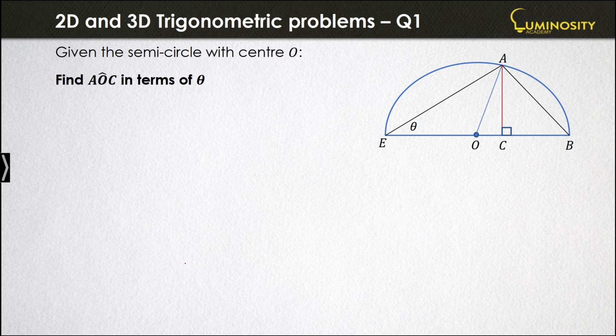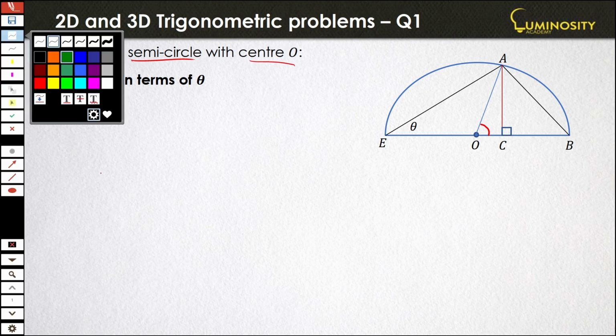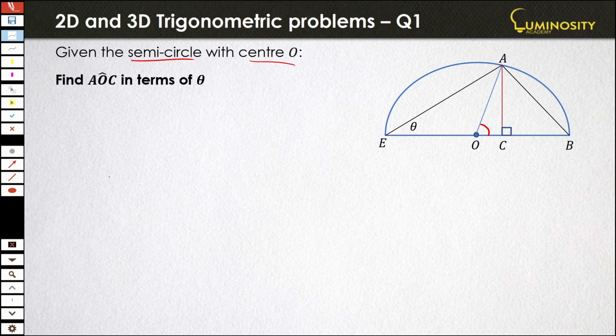Let's have a look at question 1. We're given a semicircle, so half a circle, with center O, and we want to figure out angle AOC. So this is this angle here. Before I do that, because I have a semicircle, I like to put in as much information as I can first, and then from there, work out any problems I need to.